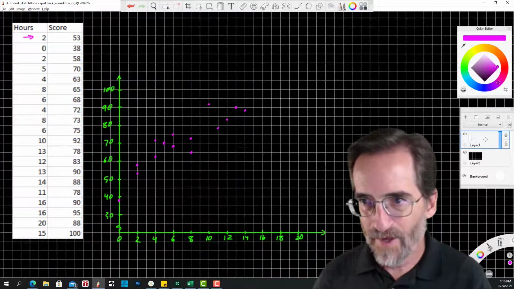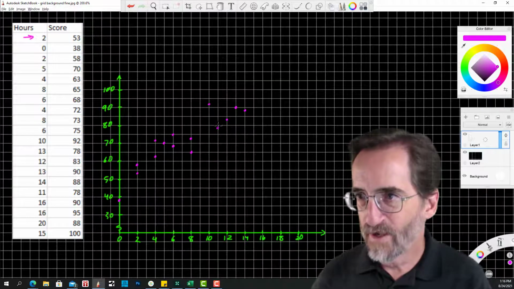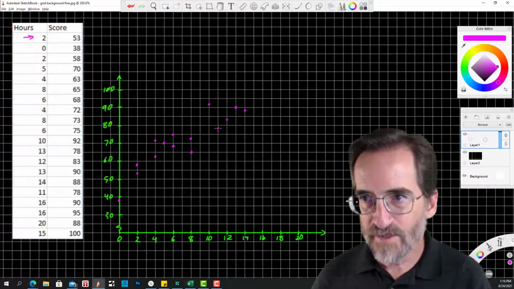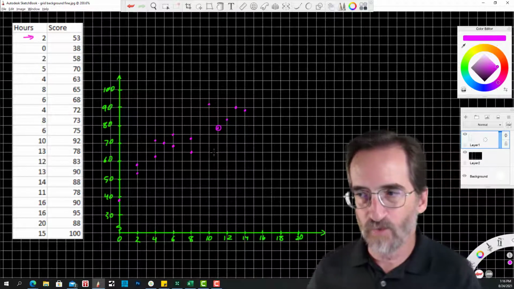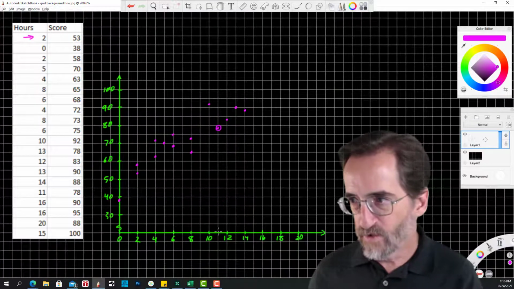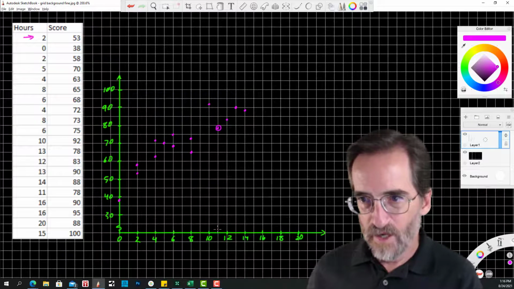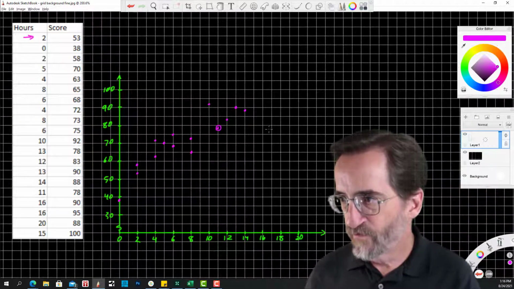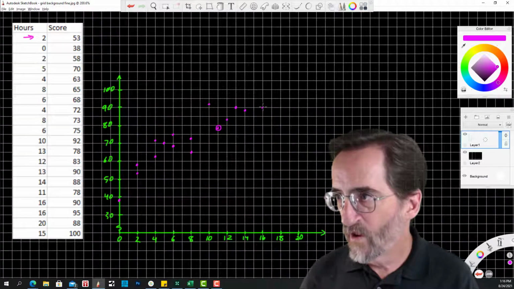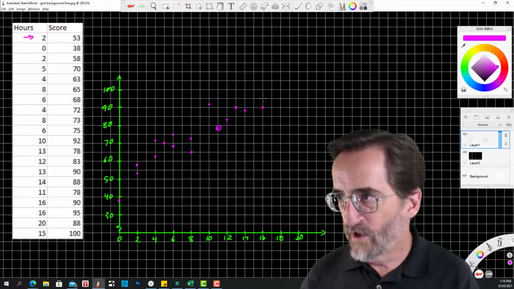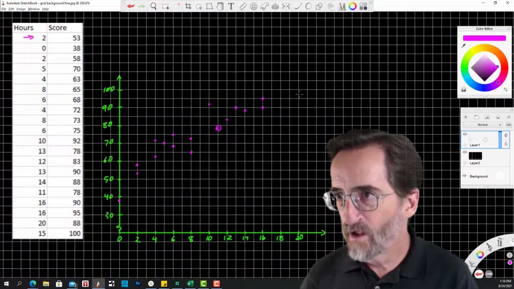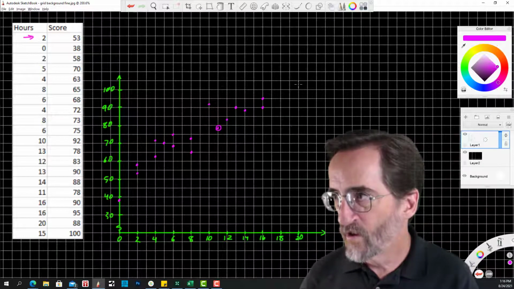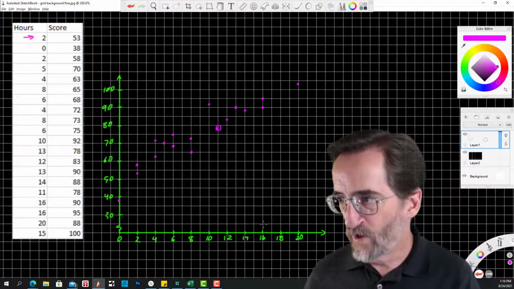Boom, boom, boom. 11 and 78. Now notice that's the second 78. So what I tend to do when that happens is I circle it, so I know that that data point occurs twice. So 11 and 78 and 16 and 90. And 16 and 95. 20 and 88. And 15 and 100.